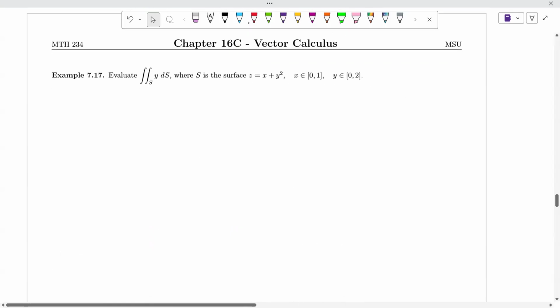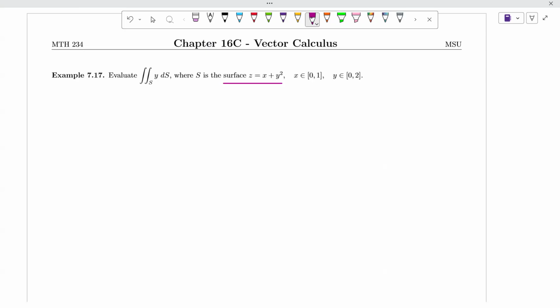Let's go try one that I think is actually doable in class. Evaluate the surface integral of y dS, where S is the surface z equals x plus y squared. The first thing you should do in these surface integral problems is make sure you identify what the surface is, because there's often going to be multiple equations or multiple expressions happening in one of these problems. We need to identify our surface so that we can start figuring out what our Jacobian should be.